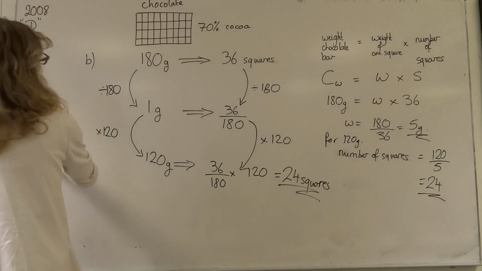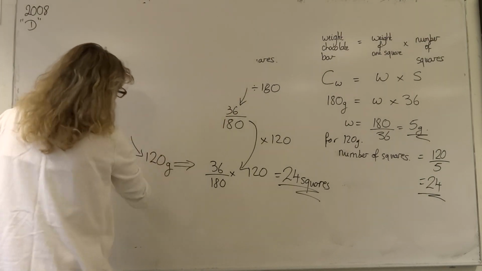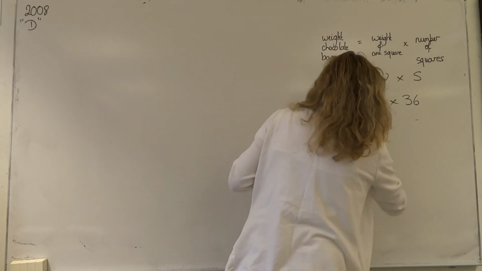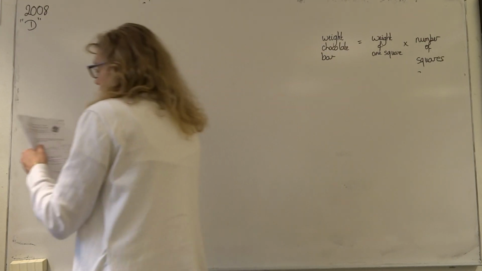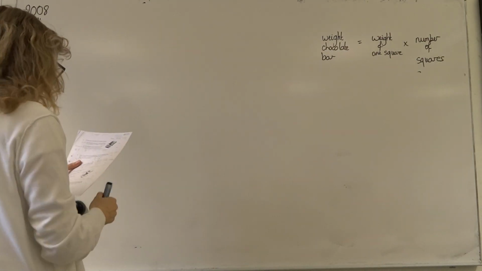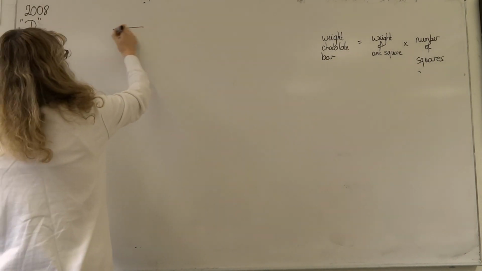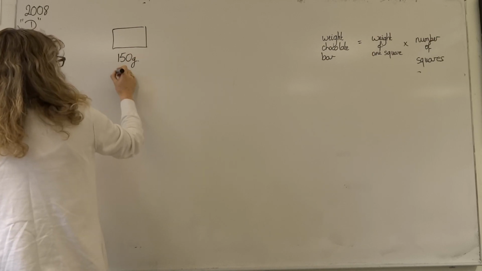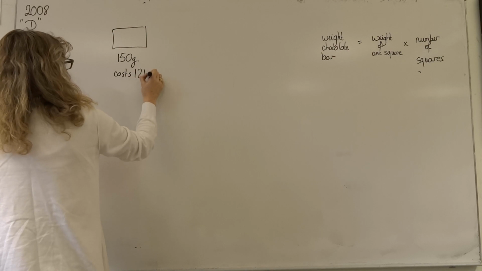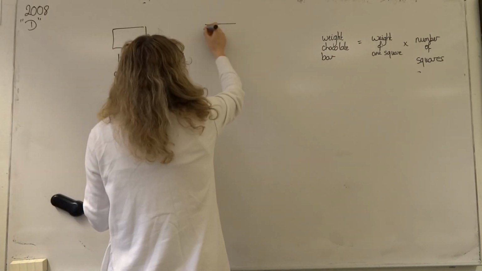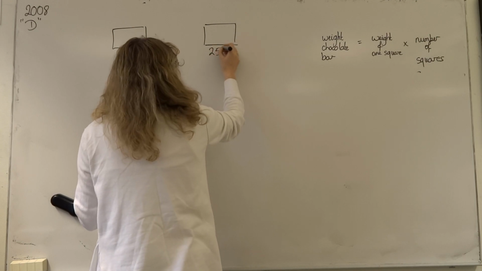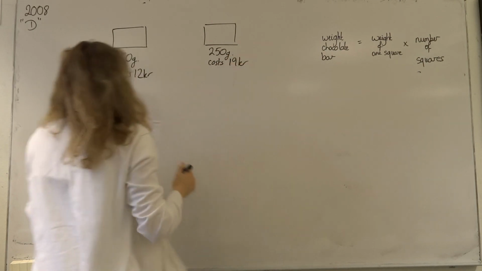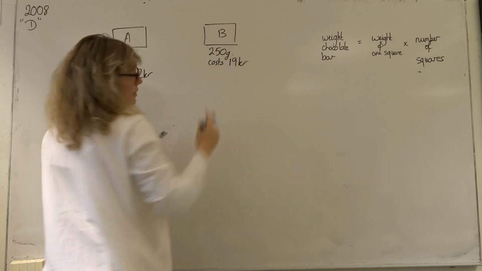Okay, then we have a comparison price, where Anton is choosing between two different bars of chocolate. One bar weighs 150 grams and costs 12 kroners. And the other bar, it's a little bit larger, weighs 250 grams and costs 19 kroners. So bar A and bar B.